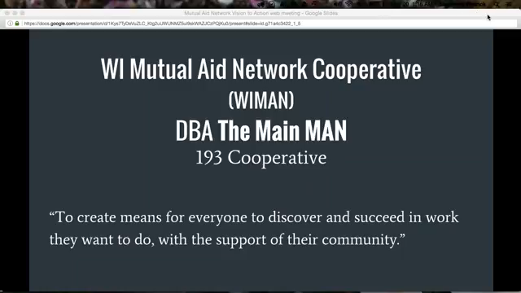We spent a lot of time crafting this mission, and we were very careful about the language we used, and I'm really pleased with it. It's the only time I've ever been part of an organization where the mission statement just rolls right off my tongue, and it's easy to say and easy to remember. It is to create means for everyone to discover and succeed in work they want to do with the support of their community.